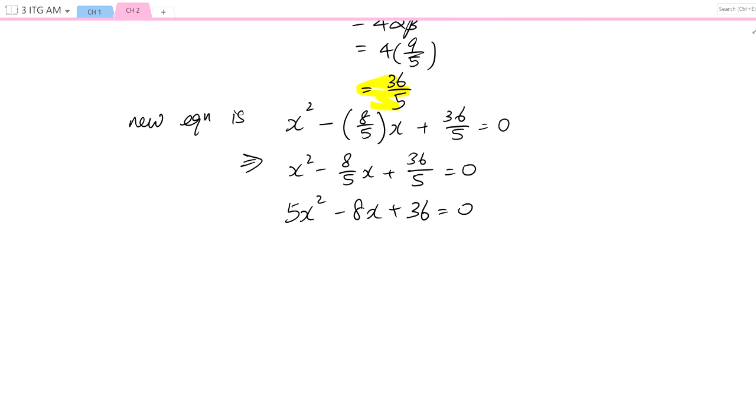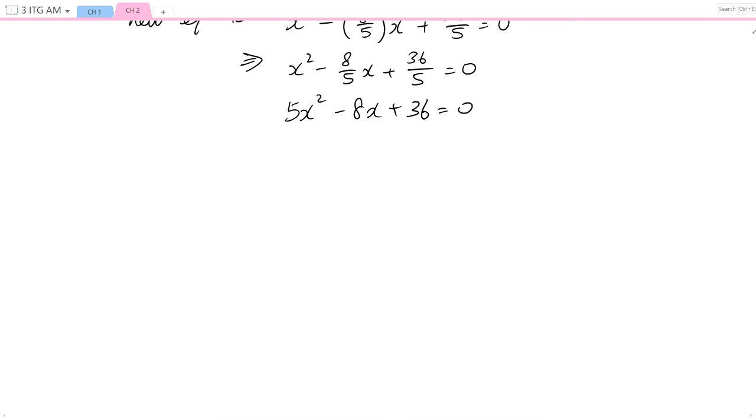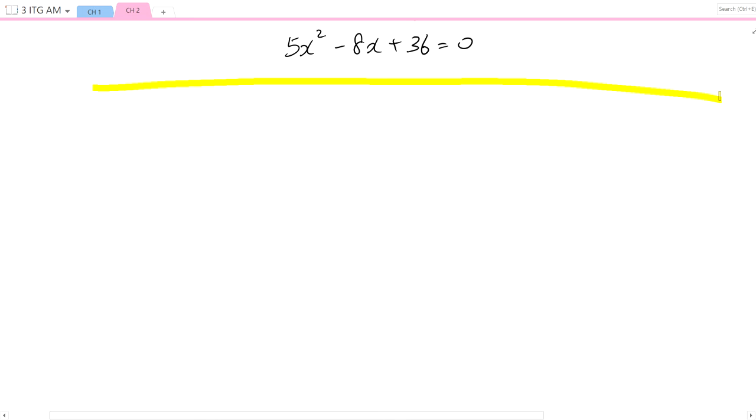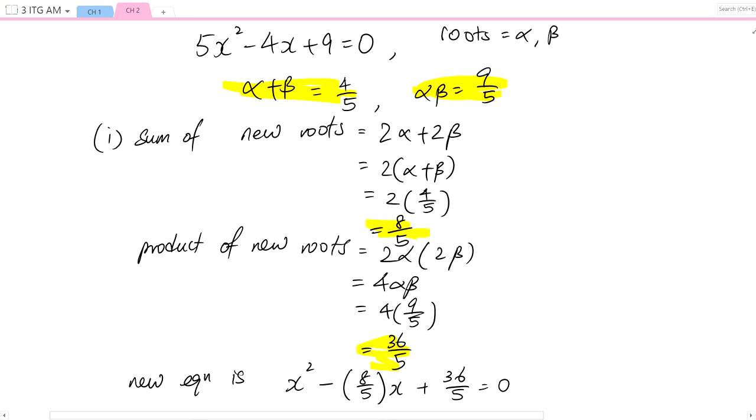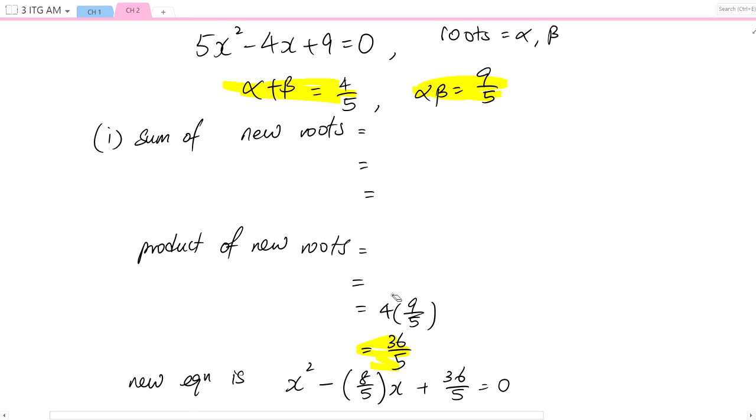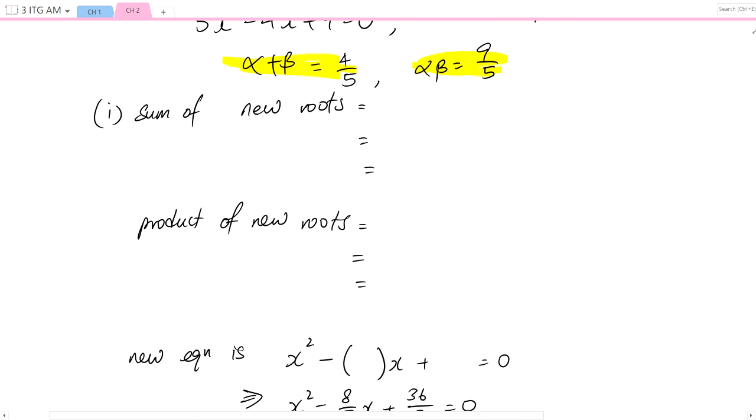And now for part 2. Find the equation whose roots are alpha over beta and beta over alpha. Okay, so again, we are going to use everything the same. The template is all the same. Sum of roots now changes. Okay, product of roots also changes. And the only changes we'll make will be over here.